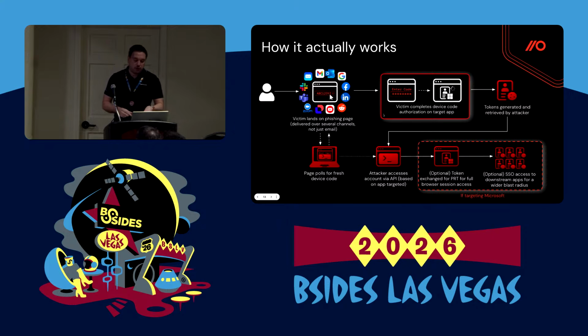Now, in cases like Microsoft, there are certain cases where you can actually escalate further. I'm going to show this in a sec. But you can sometimes exchange those tokens for a full primary refresh token and gain an actual fully interactive SSO-enabled login as well. But the principal access is more of an API-driven compromise.